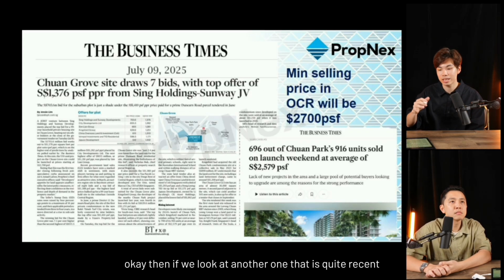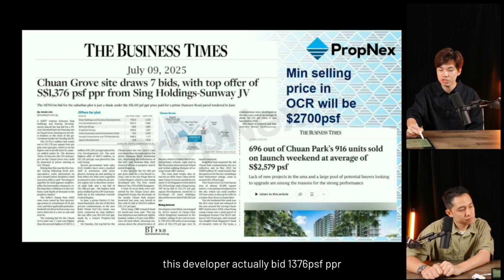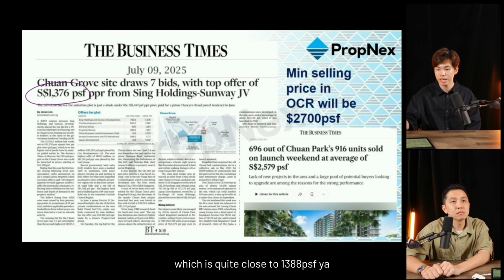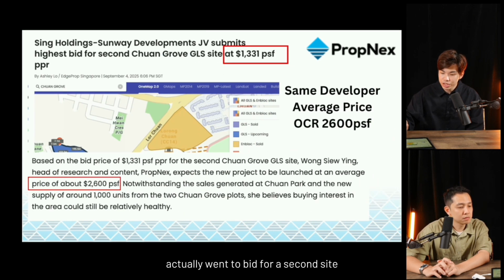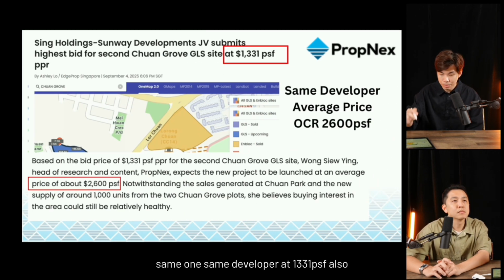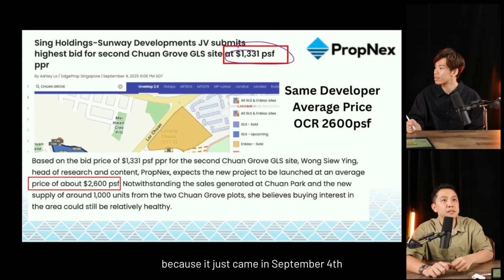Okay, then if we look at another one that is quite recent, which is the Chuan Grove, this developer actually bid 1,376, which is quite close to 1,388. Which means the minimum selling price will also be about 2,700. Then the same developer went to bid for a second site at 1,300 also. This is the most updated because it just came in September 4th.